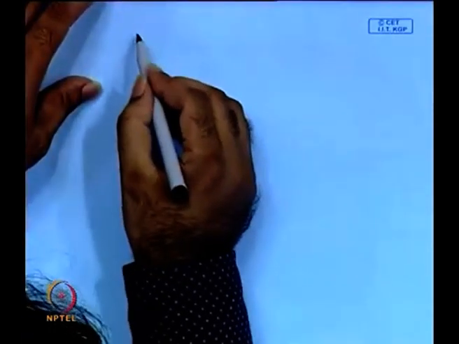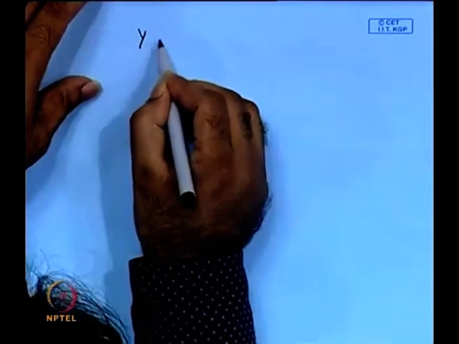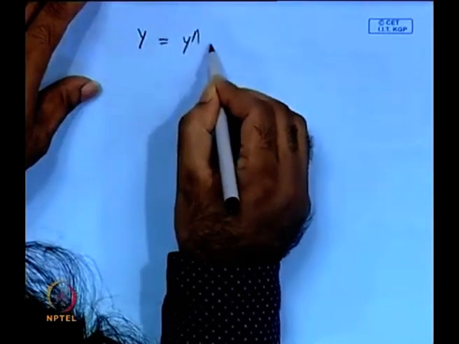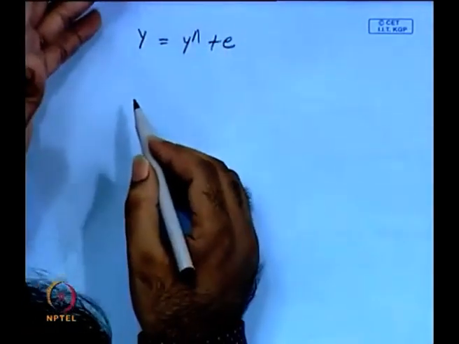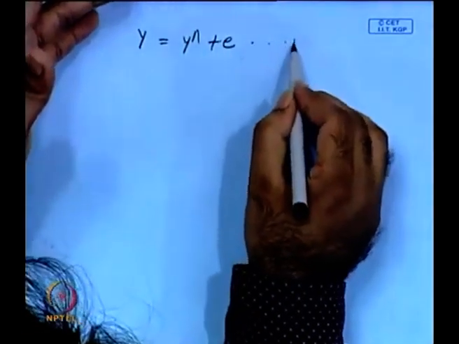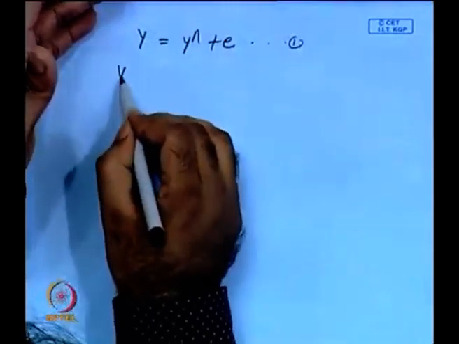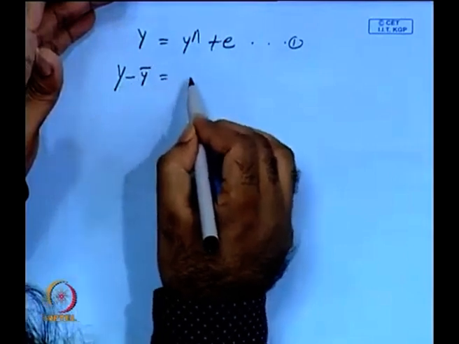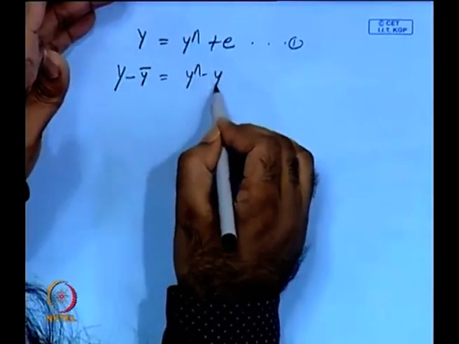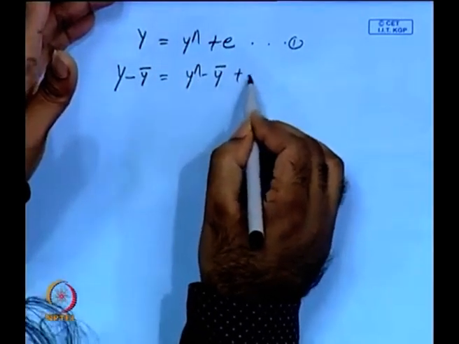So, now, this particular system, let us say we have a system y equal to y hat plus e. This is how we start the process. Let us call it equation number 1. Then we subtract y bar on both the sides. So, this is nothing but y hat minus y bar, plus e.